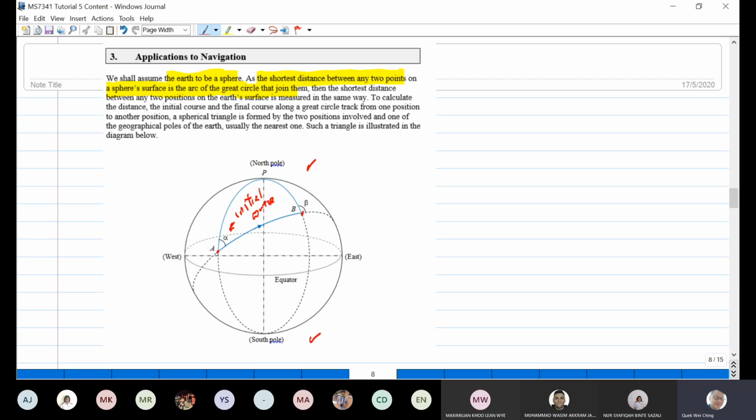You follow the path from A, travelling from A to B. This is the initial course. And then the beta: you join the North Pole to the point B, and this beta here is called the final course.